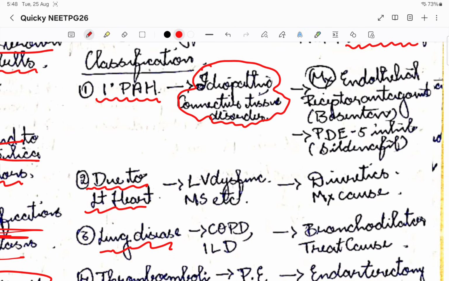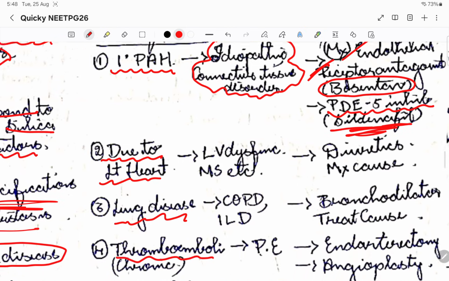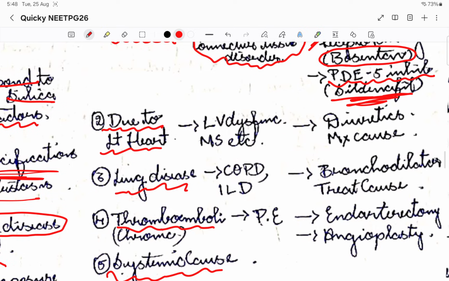The management will be basically endothelin receptor antagonists, right? So basically we are targeting the vessels itself. An example is bosentan. Please remember the example bosentan. Or we can directly go for PDE5 inhibitors, that is sildenafil and all, which cause dilation of the vessels. Now coming to pulmonary hypertension due to left heart failure, we studied this in cardiology, right? In left heart failure, it might lead to the complication of pulmonary hypertension.